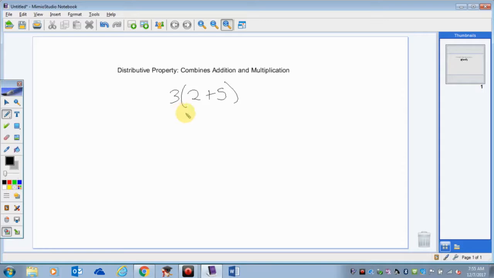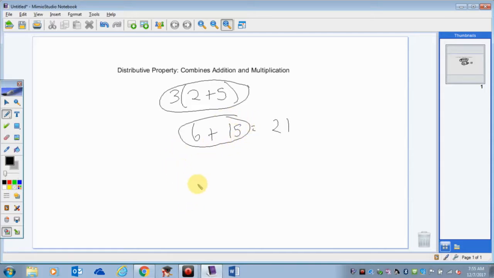So the first thing you're going to do is 3 times 2. So 3 times 2 is 6. Bring your addition symbol down. And then you do 3 times 5. So 3 times 5 is 15. So that equals 21.